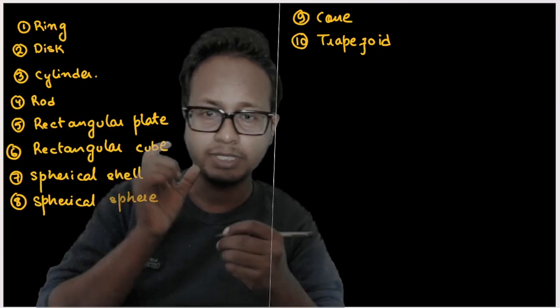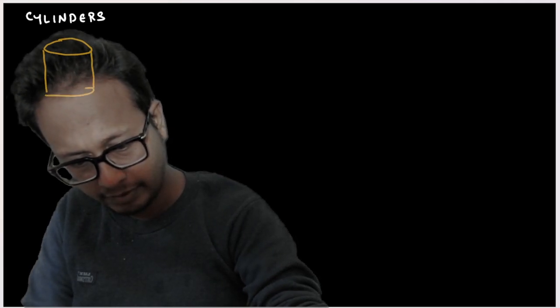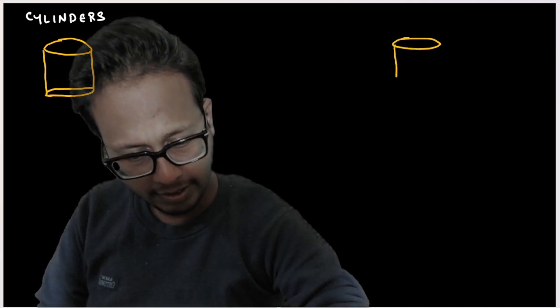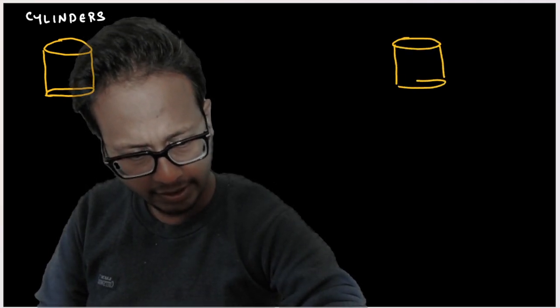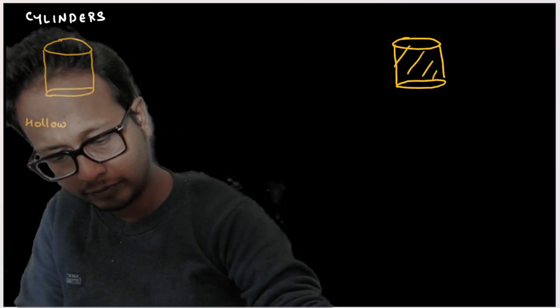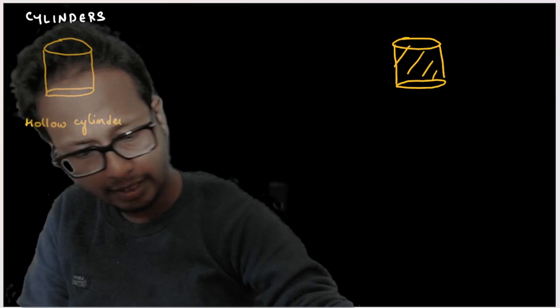The third thing that we are going to discuss is cylinders. Cylinders can be of two types. A hollow cylinder means the entire mass of the cylinder is at the surface. There is nothing inside the cylinder; no mass of the cylinder is inside it. And the second type is the solid cylinder. A solid cylinder means the entire mass is distributed throughout the cylinder.